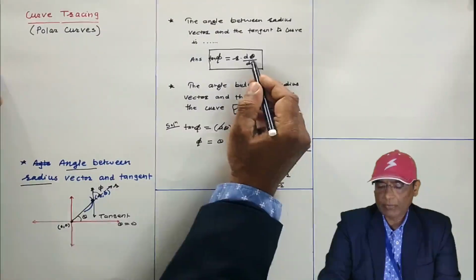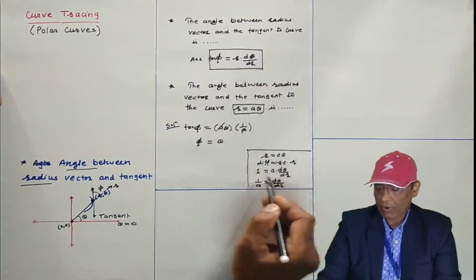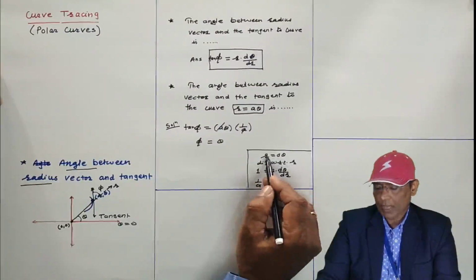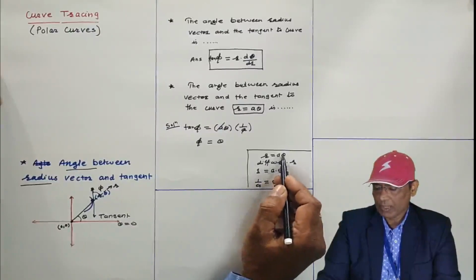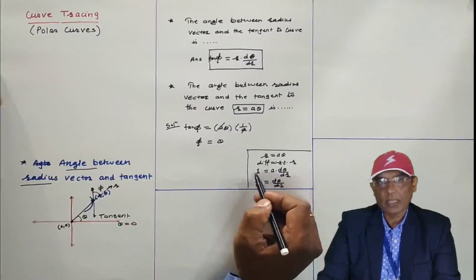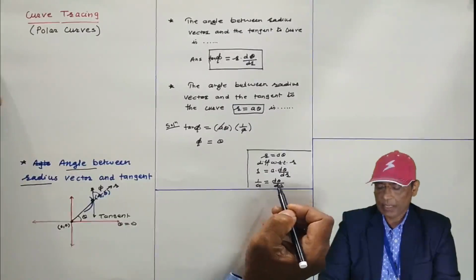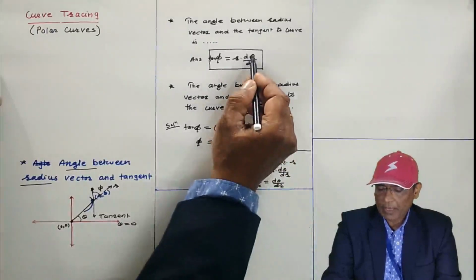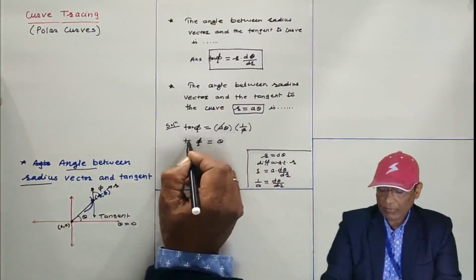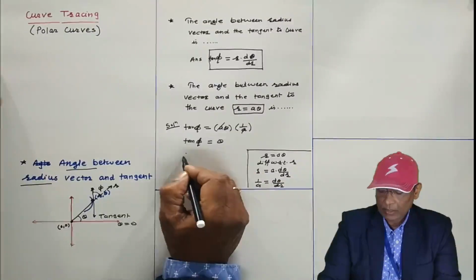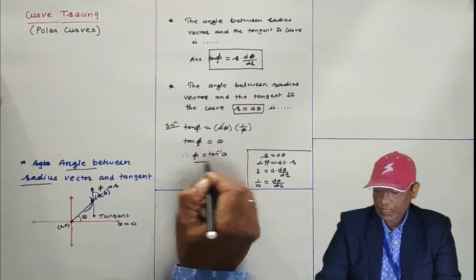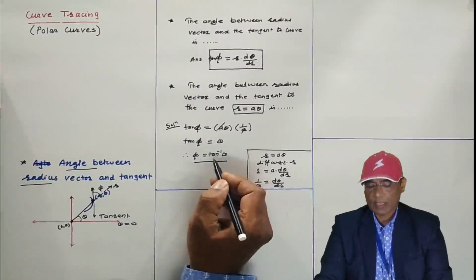The value of d theta by dr I find separately. Take the derivative of this with respect to r. The derivative of r with respect to r is 1. The derivative of theta with respect to r is d theta by dr. a is a multiplicative constant. Shift theta to the left hand side. So d theta by dr is 1 by a, and putting this value here, the a gets cancelled. So tan phi is equal to theta. Therefore, phi equals tan inverse of theta. This is the angle between the radius vector and the tangent.